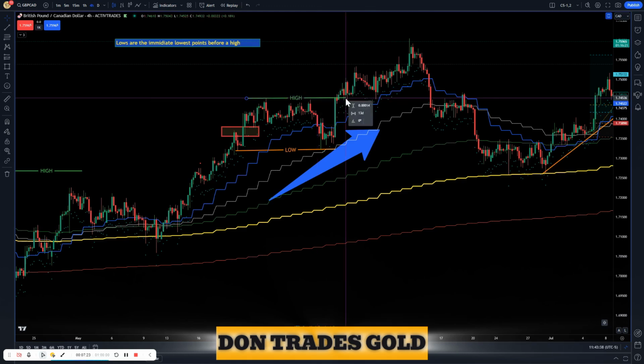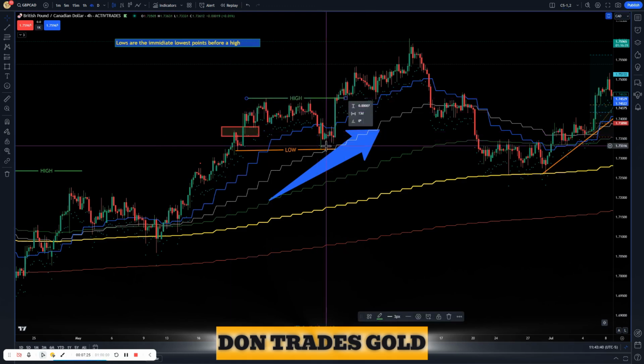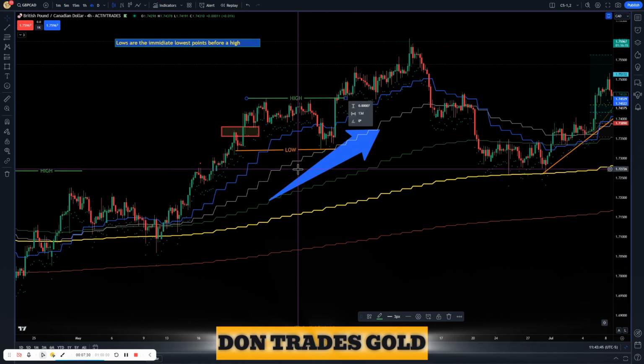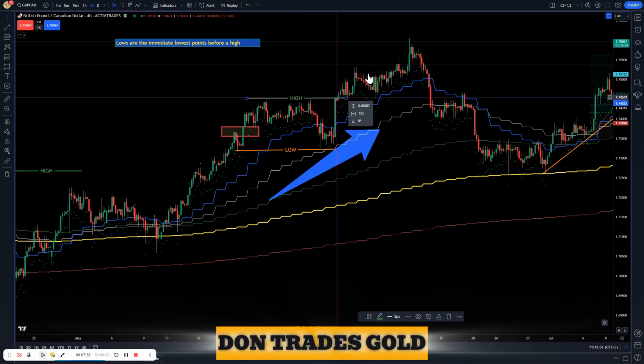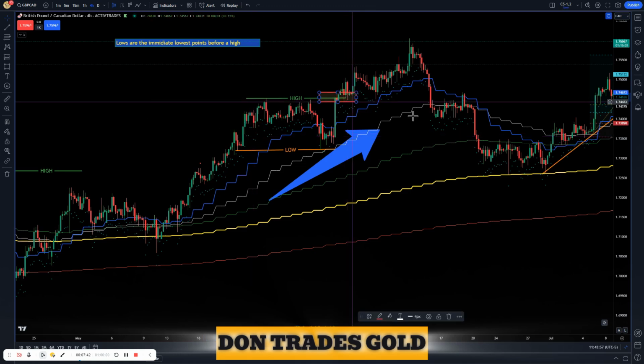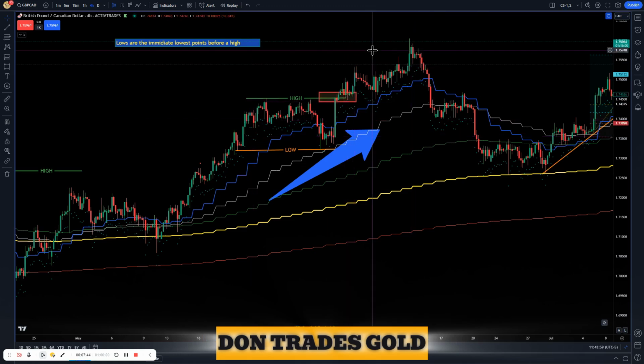Now this is a ranging point. So you have a low, you have a high. The trend has not reversed. The trend has not been cancelled. The trend is still valid. So you see the price again breaks this high, and then it moves up further.